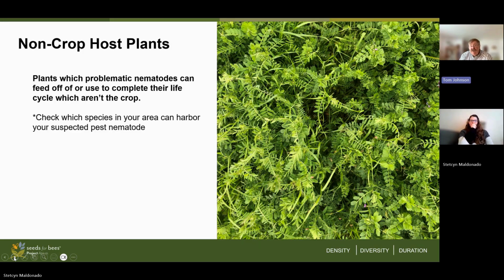So your plants, which those nematodes are feeding on or using to complete their life cycle, aren't a crop. So you kind of want to check which species in your areas can harbor your suspected pest nematode, just like various other pathogens in the soil. And then if you can, if you're in an annual system, you want to rotate into other things that won't necessarily exacerbate your problem.